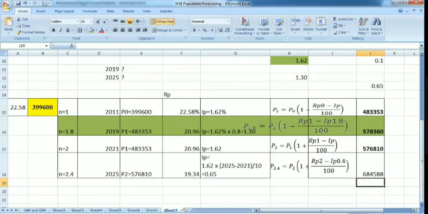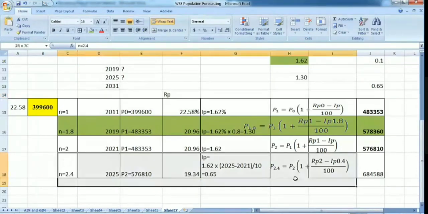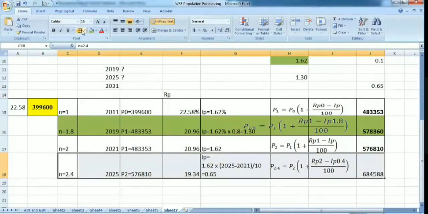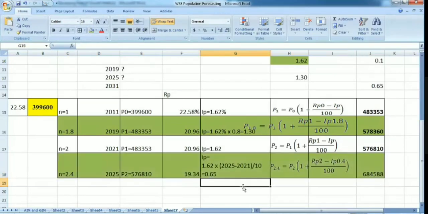Let us say you have been asked to find out 2031 as well. Now can you do that? This is a value that is required.